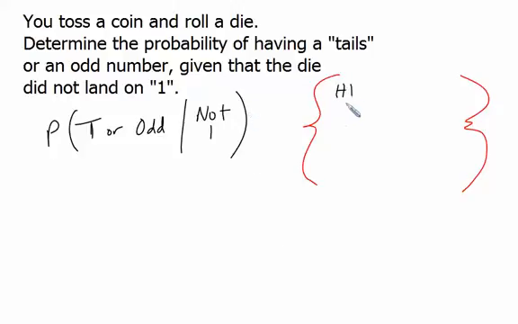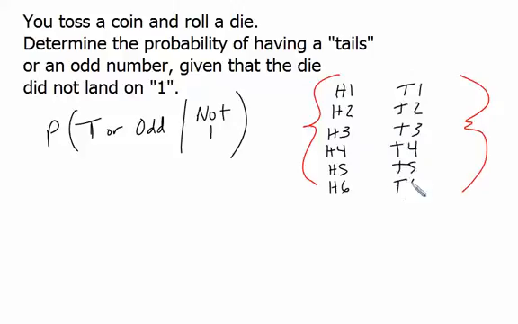We could have a heads with a 1, heads with a 2, heads with a 3, heads with a 4, heads with a 5, heads with a 6, or tails 1, tails 2, tails 3, tails 4, tails 5, tails 6. However, we know that the die did not land on a 1. So ignore the results where it did land on a 1. They don't matter. We know they did not happen. So how many total outcomes are there? 1, 2, 3, 4, 5, 6, 7, 8, 9, 10.